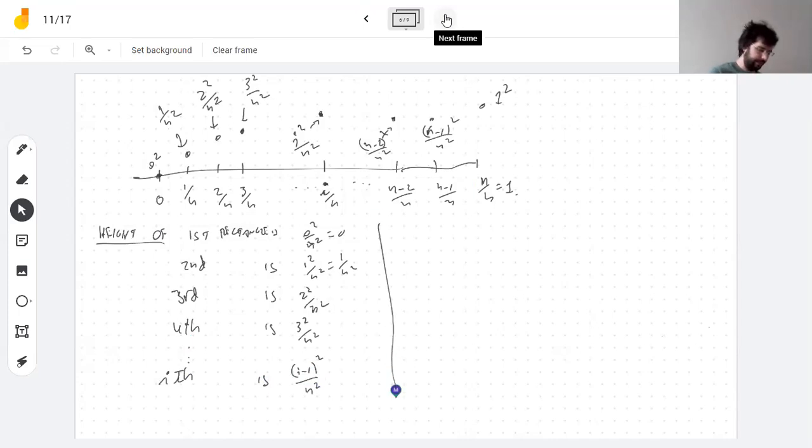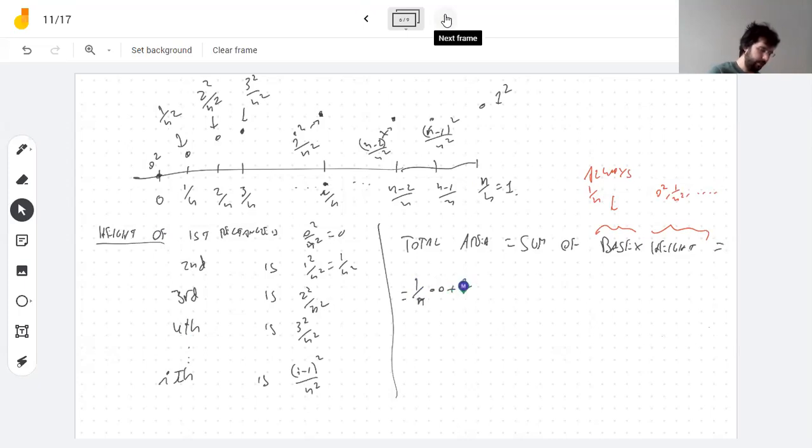So the total area is the sum of base times height. So the base, this is always 1 over n. We already decided that. And this, well, this changes for each rectangle. So the total area is going to be 1 over n times 0 plus 1 over n times 1 squared divided by n squared plus 1 over n times 2 squared divided by n squared plus, and then you keep going until you reach n squared divided by n squared.